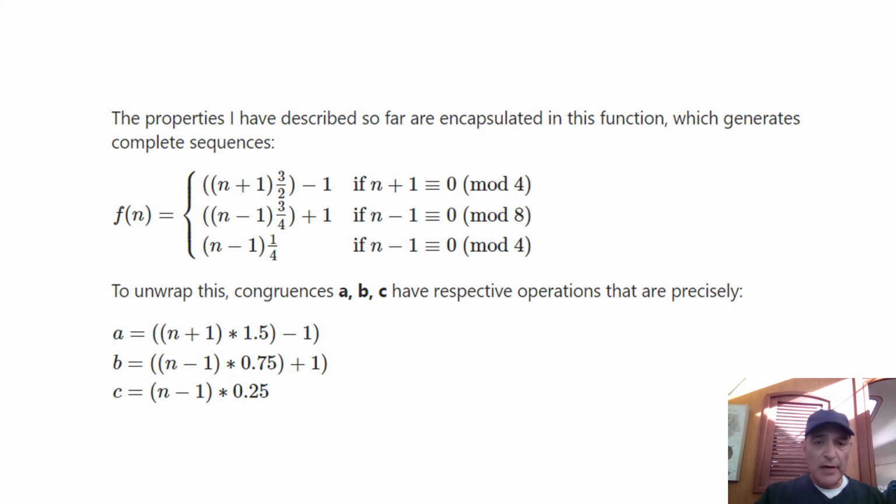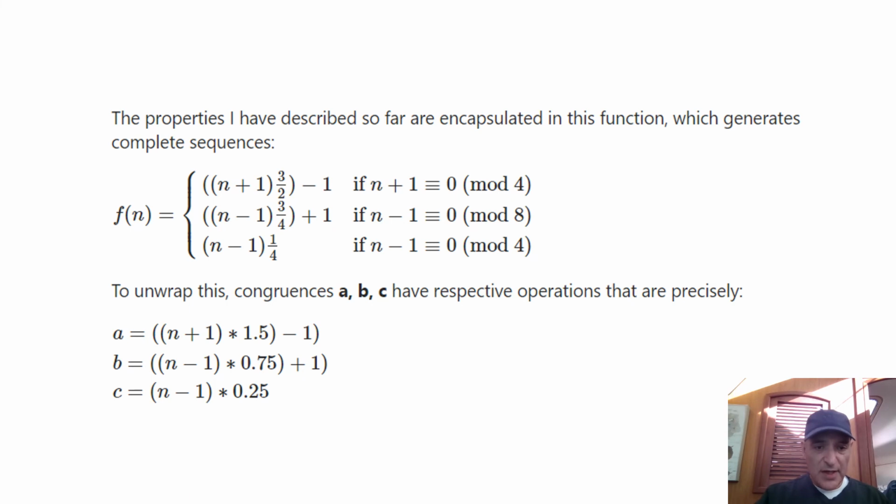So here I have a function that describes exactly what I've been talking about. And I explain those three congruences on the right side of the function. And now I'm showing also the three operations that are associated with them. So the respective operations are for A, n plus 1 times 1.5 minus n. And this keeps a whole number. So we get an even number, n plus 1, and then we're able to multiply that by 1.5, and then we subtract 1 and get an odd number.